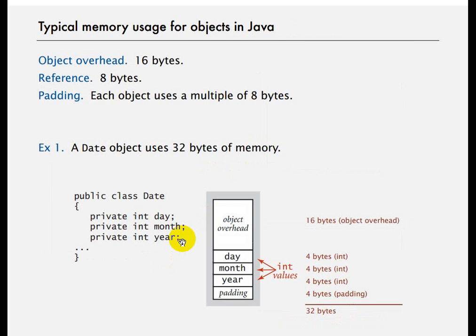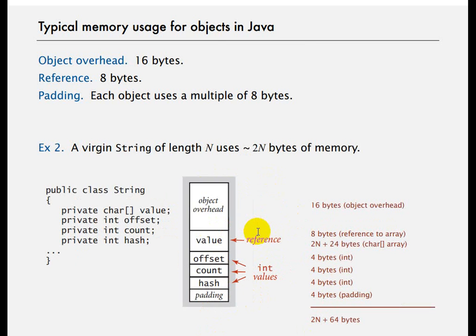Okay, so think about it. If it is date, then you have to add all of these things. There is some object overhead because this is for the reference, right? If something needs to point to this date object, and there is some padding depending on whether you have a 32-bit or a 64-bit machine and things like that.